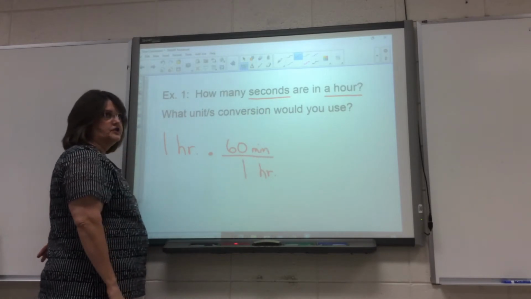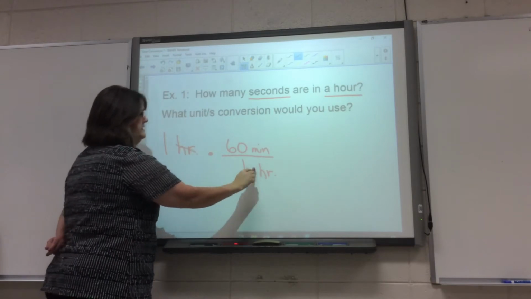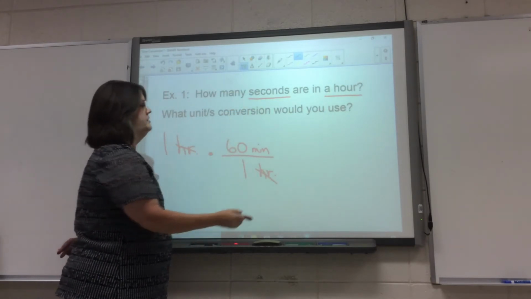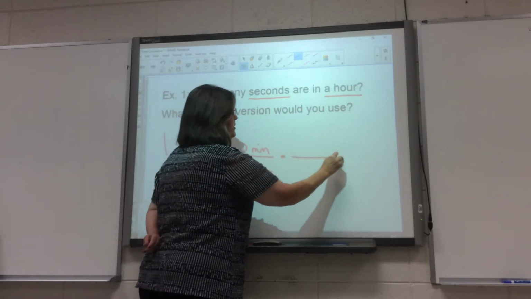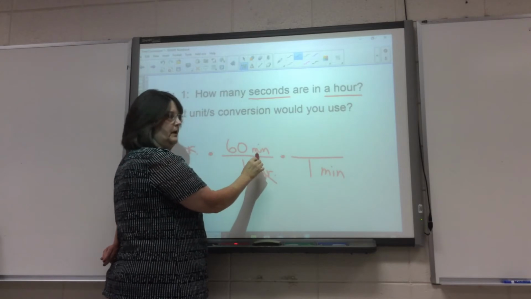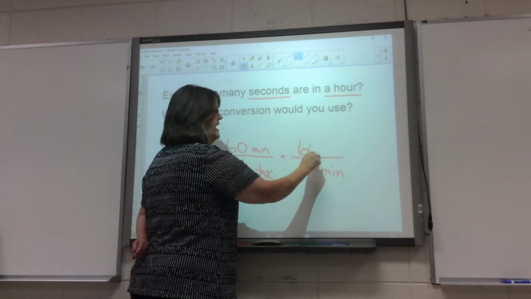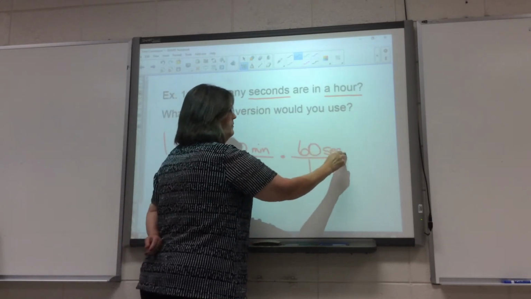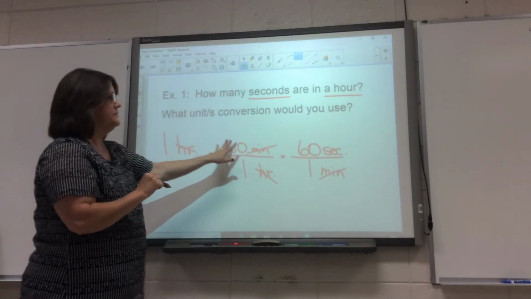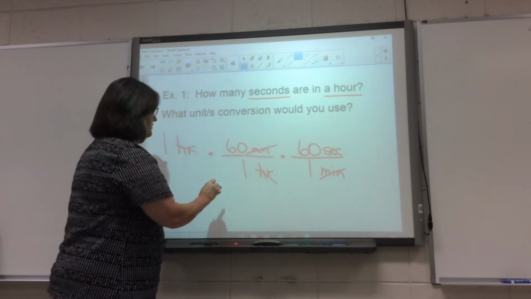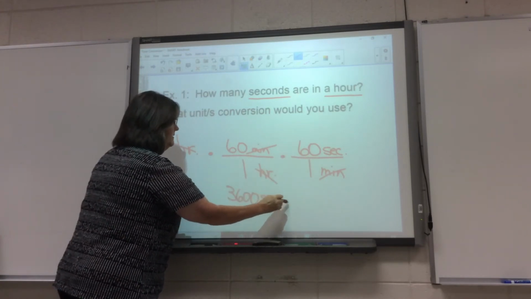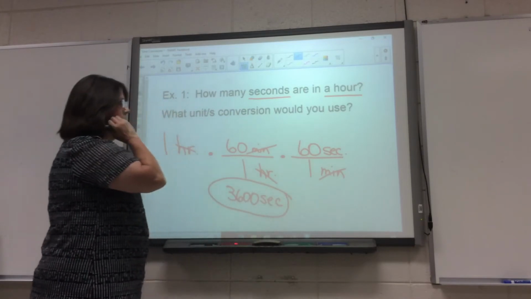Now, I'm not finished, because this takes me to minutes, but I want to go to seconds. So what I want to do now is put 1 minute in the denominator, because I have minutes in the numerator here. And I want my seconds in the numerator. So there we go. That cancels again. So 1 times 60 times 60 is 3,600 seconds in 1 hour. Okay.